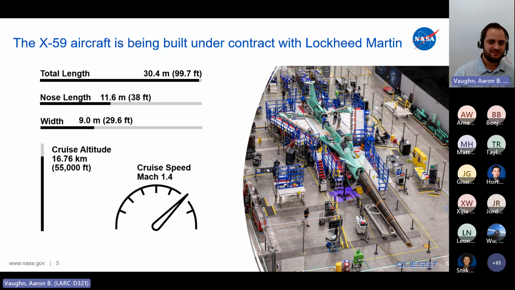Some details about the aircraft: it's about 30 meters long. Over a third of its length is the nose, which means there's not a forward-facing canopy. It relies on an external vision system using cameras to display a forward-facing view for the pilot. The wingspan is about 9 meters, and cruise conditions are 55,000 feet and Mach 1.4. It also has an adapted F414 engine to achieve supersonic speeds.